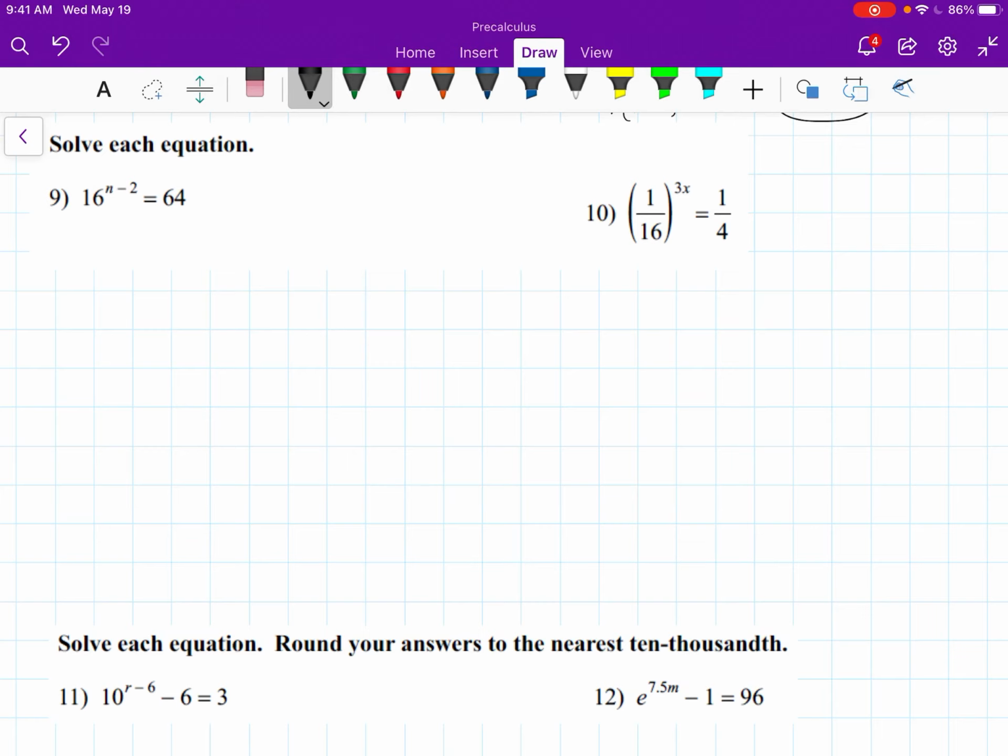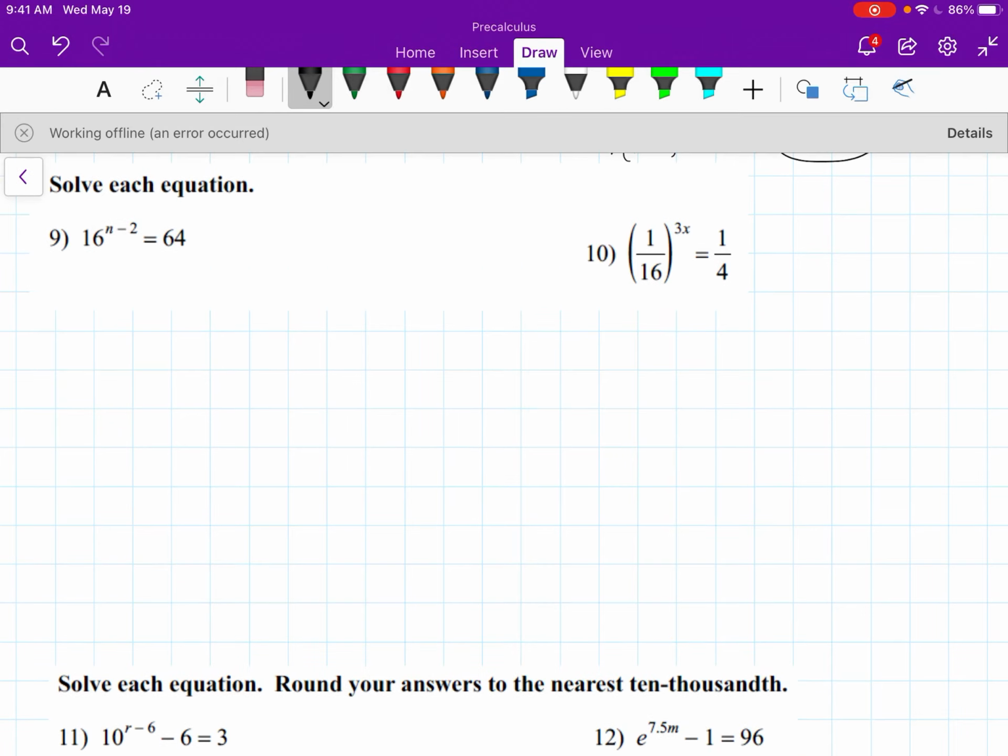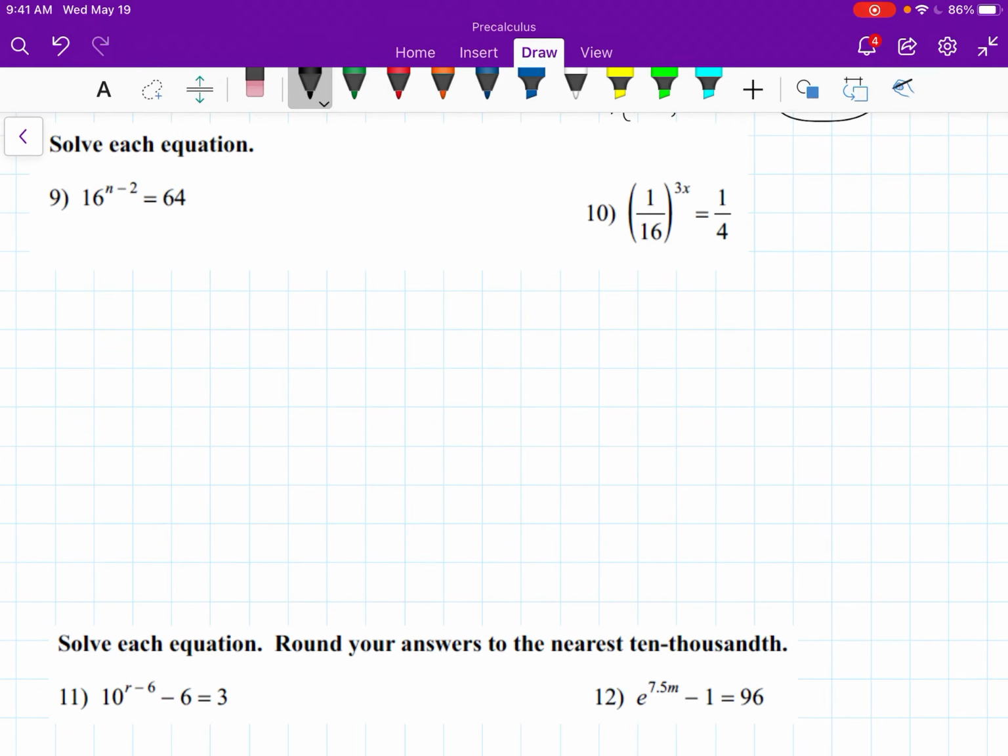16 is a power of 2 and it's a power of 4, and so is 64. So we could simplify down to 2 or we could simplify down to 4. 4 might be a little easier. So here we know 16 is 4 squared. So instead of writing 16, we can write 4 squared to the n minus 2. And 64 is 4 cubed. By now you should be getting pretty familiar with your powers of 4.